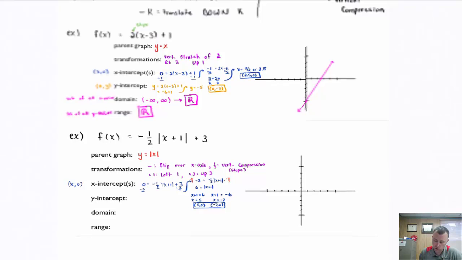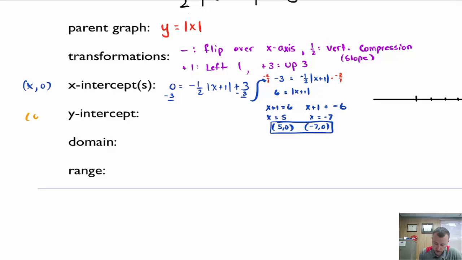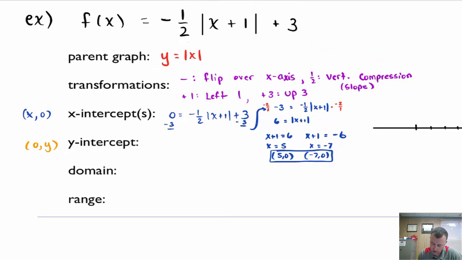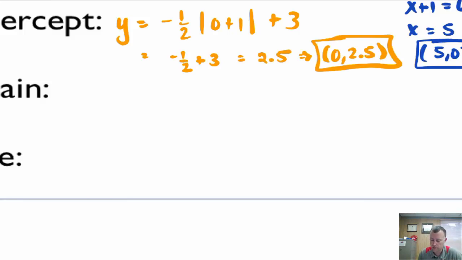And now we move on to the y-intercept, which I did in orange here, so let me do that. Alright, so remember, y-intercepts are going to be 0, y, which means you're plugging in 0 for x. So in this case, y equals, or you can say f of 0 if you're evaluating functions, -1/2 absolute value of 0 plus 1, plus 3. So again, a little bit of math here. 0 plus 1 is 1, so this will be negative 1/2 plus 3. And because I'm going to keep the decimals here since we're putting it on our graph, 3 minus 0.5 is 2.5.